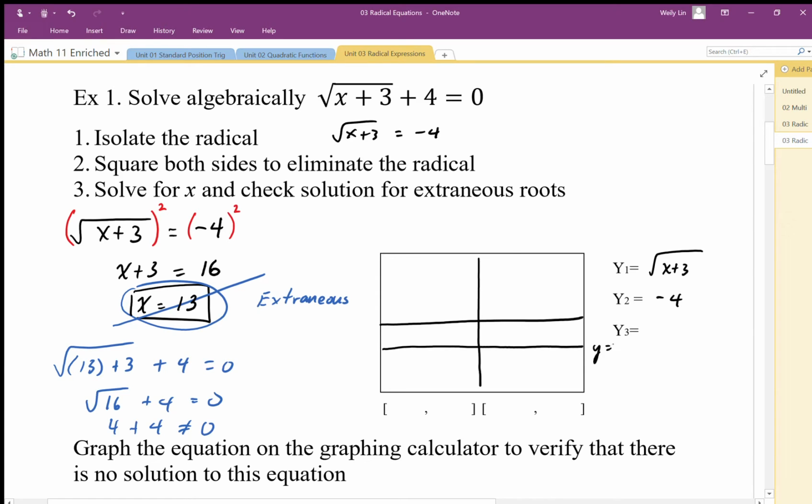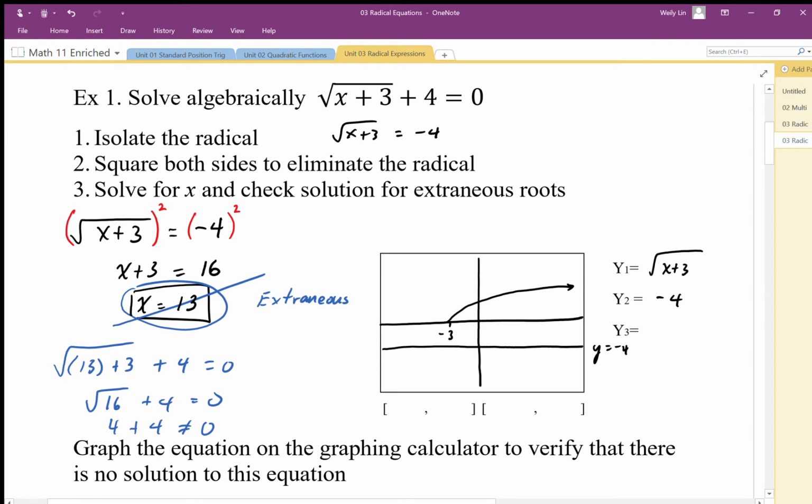Y equals negative 4. And this is going to be a square root graph. The square root graph looks something like this, and it's going to start at negative 3 here. When we put it in our graphing calculator, the half parabola looks like this. And sure enough, there is no solution here. This line does not cross this curve, so there's no solution.